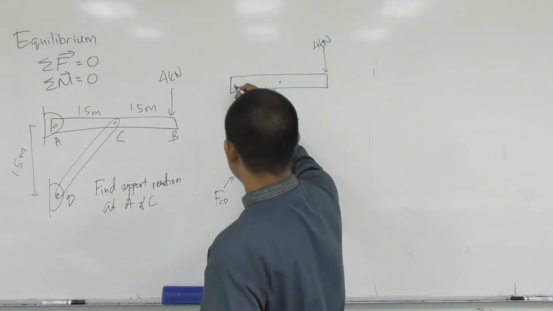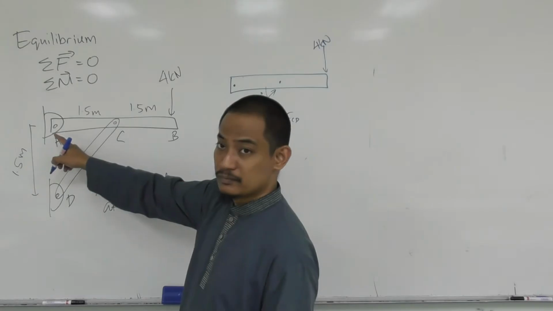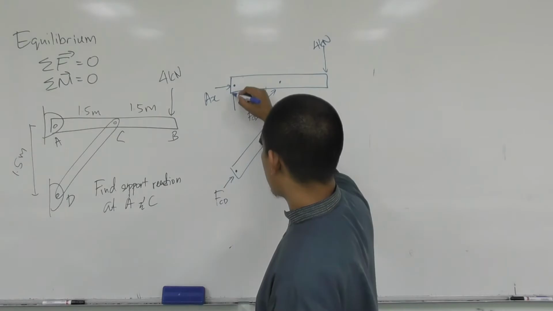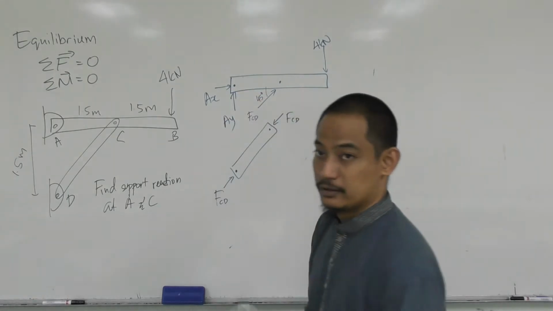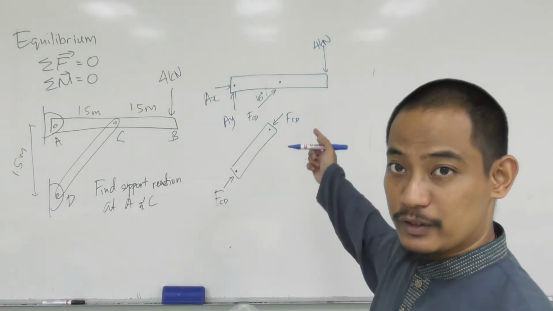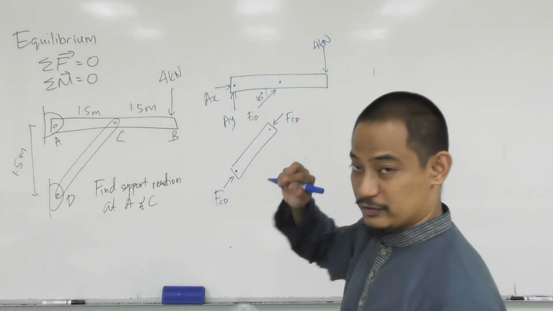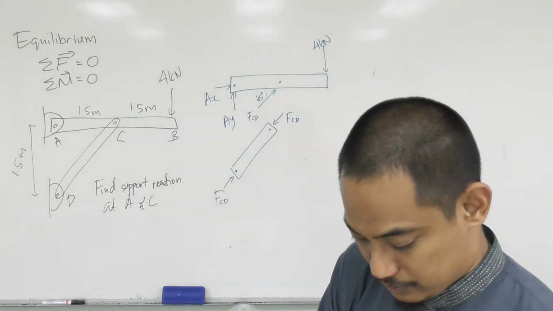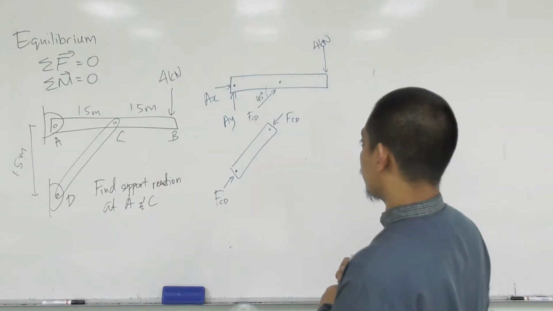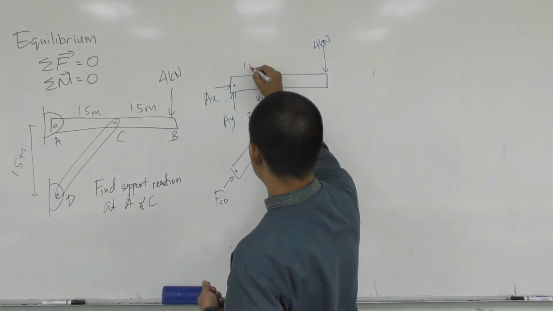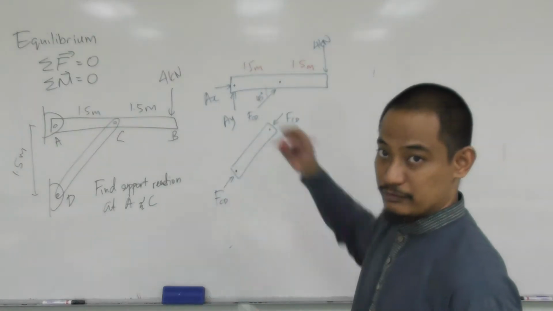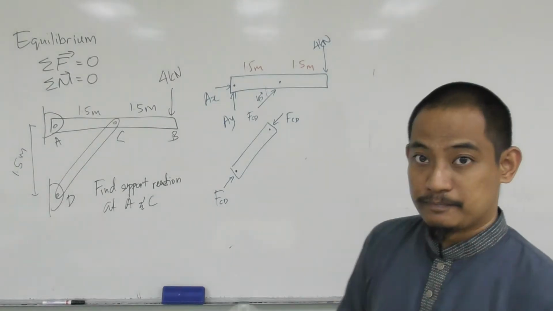What about point A? Point A is a pin. So suppose you have AX, AY direction, right? Can you understand why you get this? Of course, for a complete free body diagram, you have to have the dimensions also, right? So this is 1.5 meter, 1.5 meter, and the angle is already given, right?